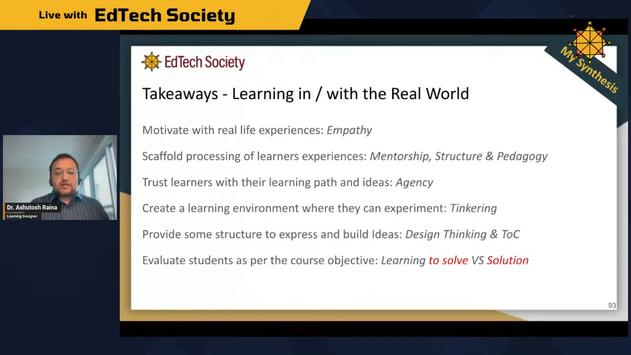You can build a structure in terms of design thinking. TOC helps you build that structure, or a means to express whatever your idea is. And what is also very important is that we have to be careful about what our objective is. Is it learning to solve, or is it the solution? Do you want to evaluate the solution, or do you want to evaluate the learning?